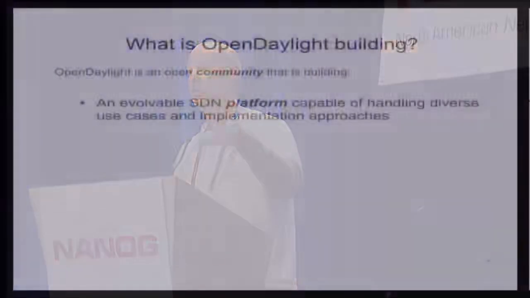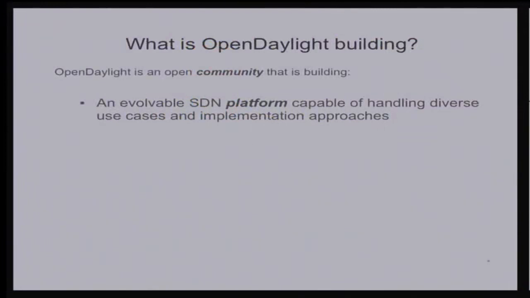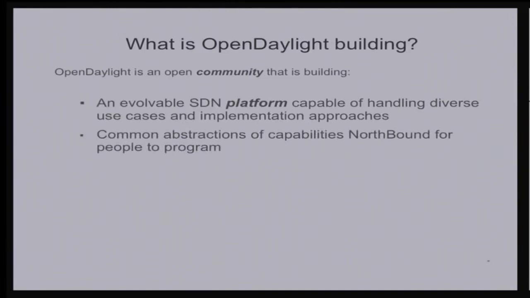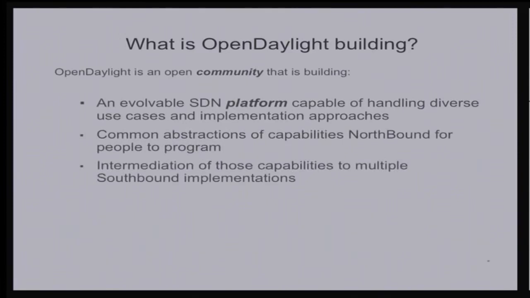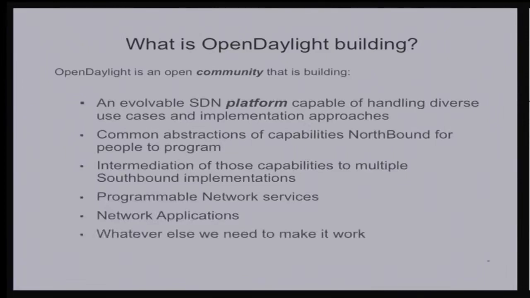So what are we building? Well, it's a community, as I said, that's the main thing, but also an evolvable SDN platform. Contrast that with a controller, right? We want this thing to be very configurable, very modular. Common abstractions for northbound APIs, because people have to be able to write to stable APIs. Whatever we need in the middle to connect that to the southbound and programmable services underneath it. And then of course you need applications that run on it to make it useful, and glue of all different kinds to make it work, including engineering systems. So this is things like tool chains, how you do collaboration, all of that kind of stuff.